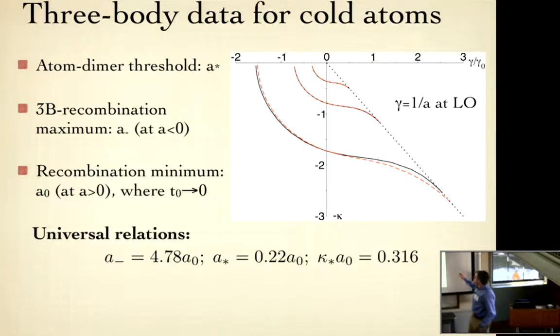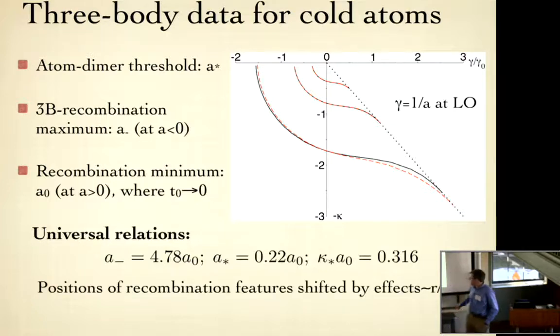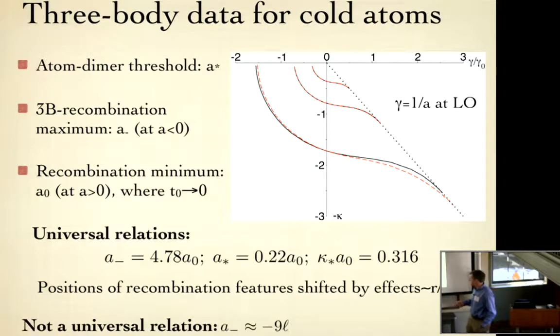Just as once you fix the position of one of these three-body bound states, you've also fixed the position of all the others, and you've fixed how they depend on 1 over A. But, and this is the difference between the black curve and the red curve, the positions of all these features are going to be shifted by effects of order R over A. And so that's what I'm going to talk about in this part of the talk.